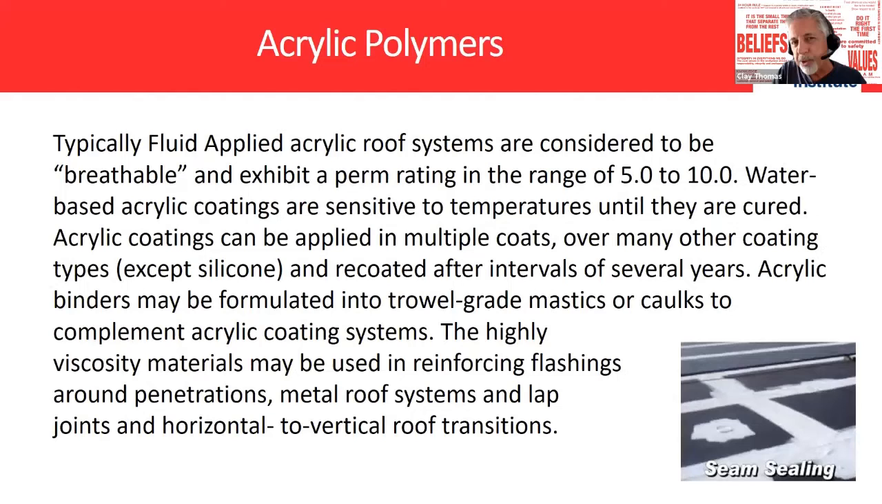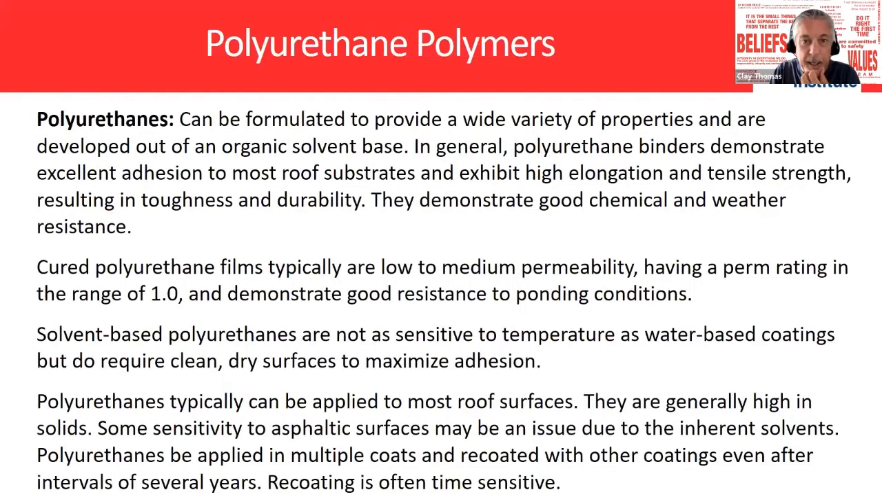Again, they're breathable, so they have a higher perm rating than your urethanes and your PMMAs. And when I talked about perm ratings last time, remember that moisture can pass through, vapors can pass through these coatings. That's what a perm rating is. So they're breathable. Acrylic binders may be formulated in trowel grade mastics also. So we use a lot of the trowel grade mastics, especially a lot of times with the acrylics on vertical surfaces.